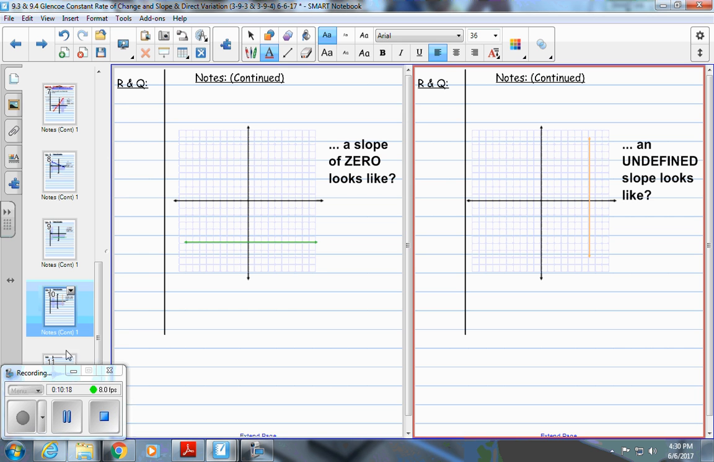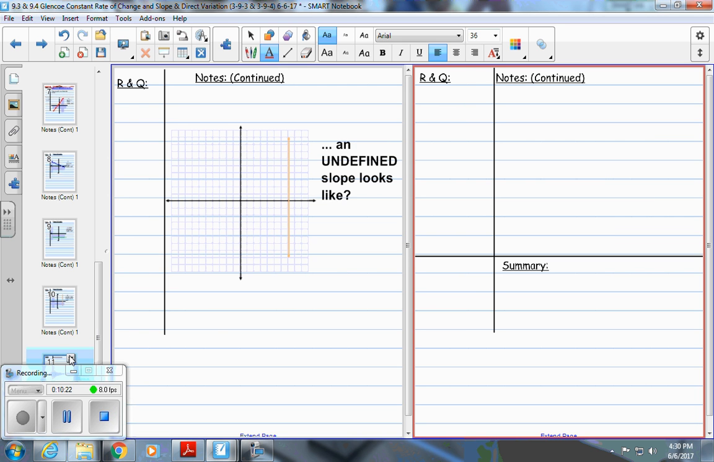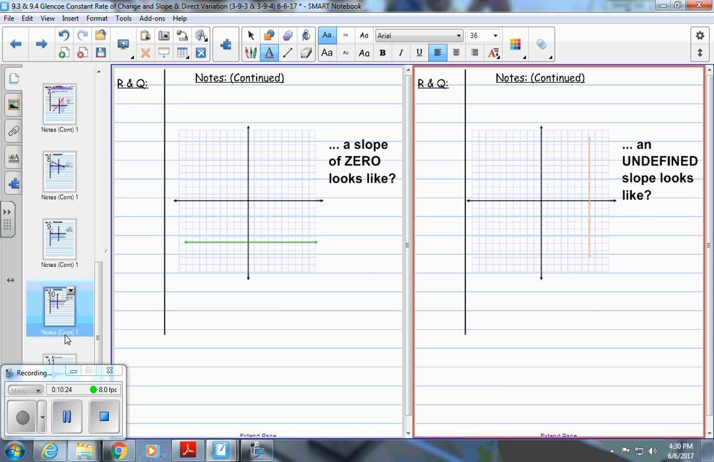Well, that's our lesson. So go ahead and make sure you've copied down these visuals. Pause if you need to. And again, if you have any questions at all, please copy them down in the question column because that helps us study and ask things in class.